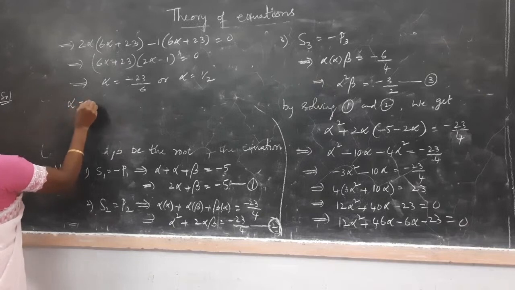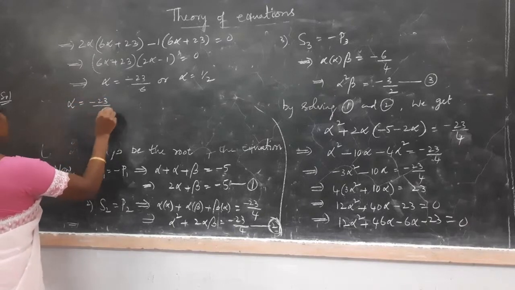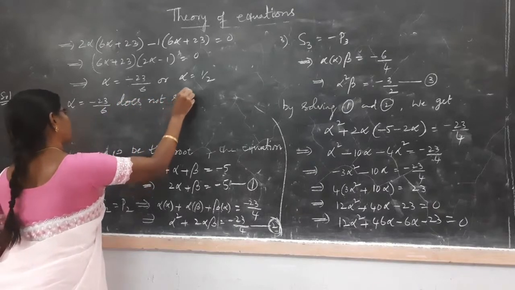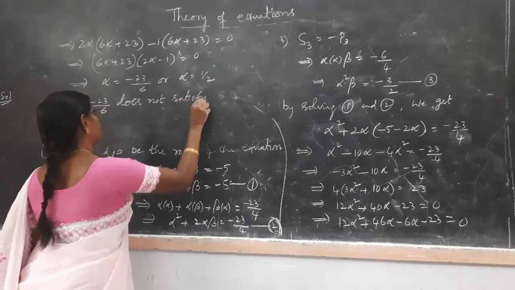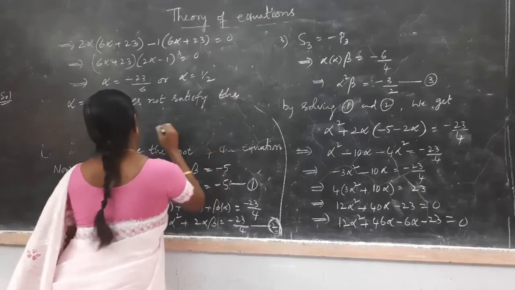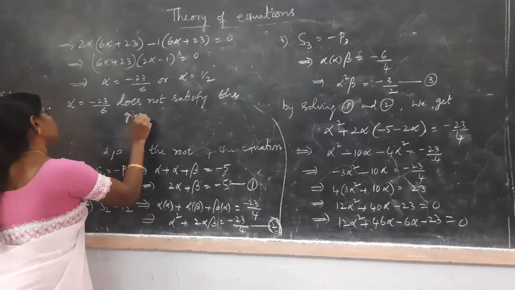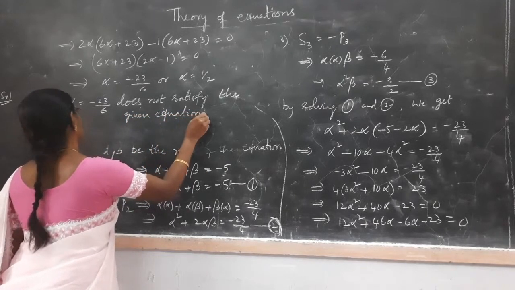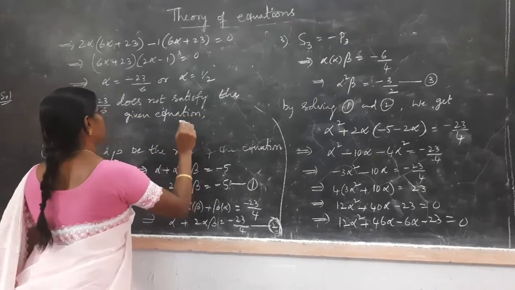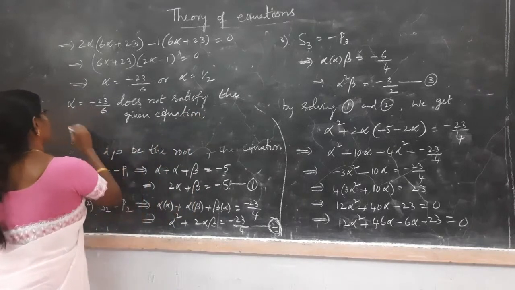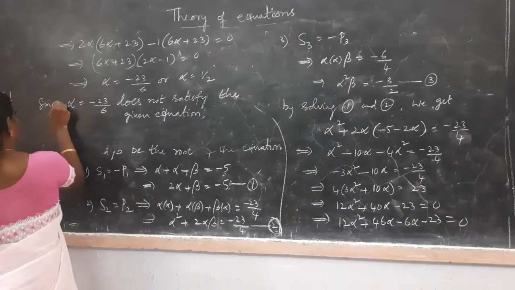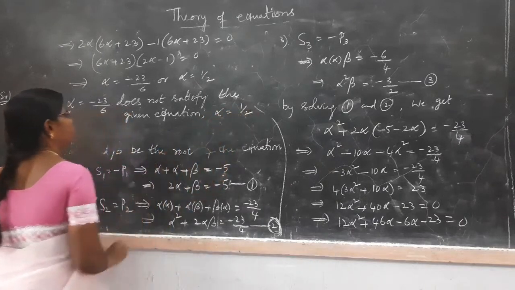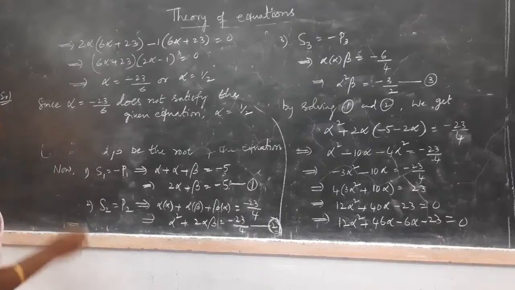Alpha is equal to minus 23 by 6 does not satisfy the given equation. Okay. Since alpha is equal to 1 by 2.